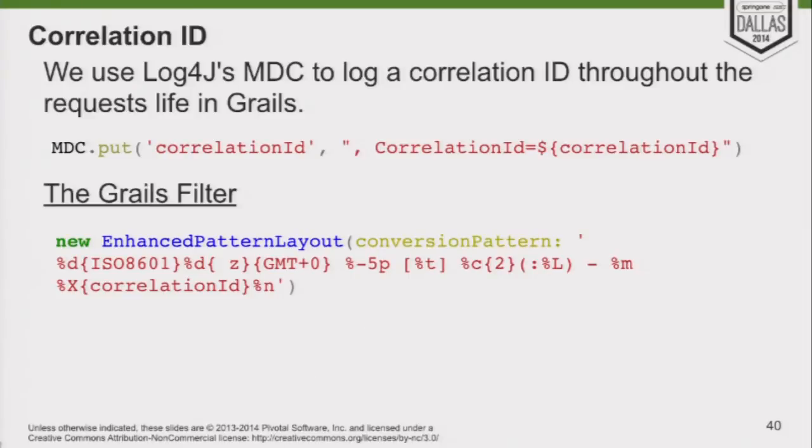And then in the enhanced pattern layout down here in your Grails logging, you're able to do this %x and then just ask for anything out of MDC. So nothing in the app has to know about this correlation ID, and it just will be on all your log statements, which makes it a lot easier to then use a log aggregation tool, which I'll talk about.